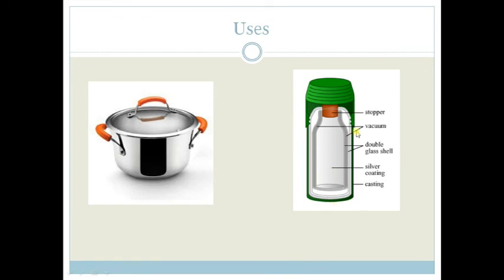And you'll notice that the flask actually has quite a few layers. First of all, it's got a double glass shell, it's got a silver coating, and it has a vacuum. All of that is to prevent heat from transferring either into the flask or out of the flask.